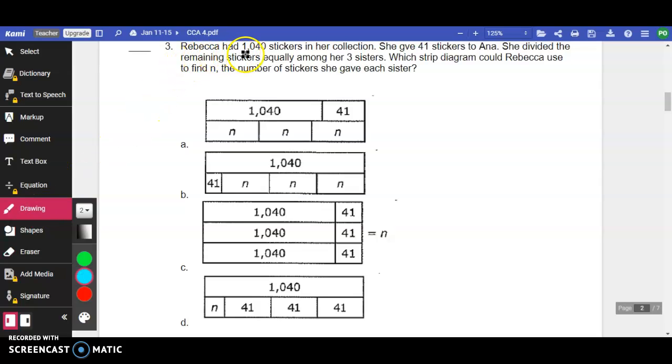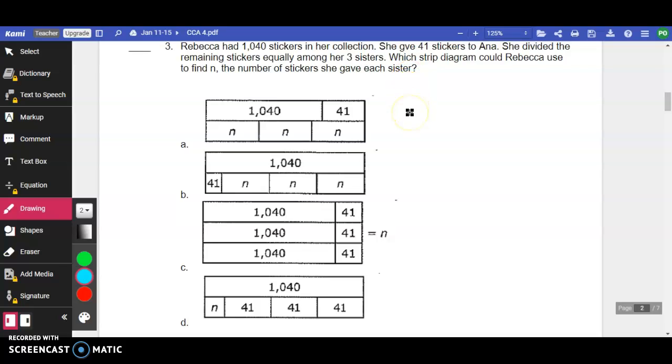Rebecca had 1,040 stickers in her collection. She gave 41 stickers to Anna. She divided the remaining stickers among her 3 sisters. Which strip diagram could Rebecca use to find n, the number of stickers she gave each sister?